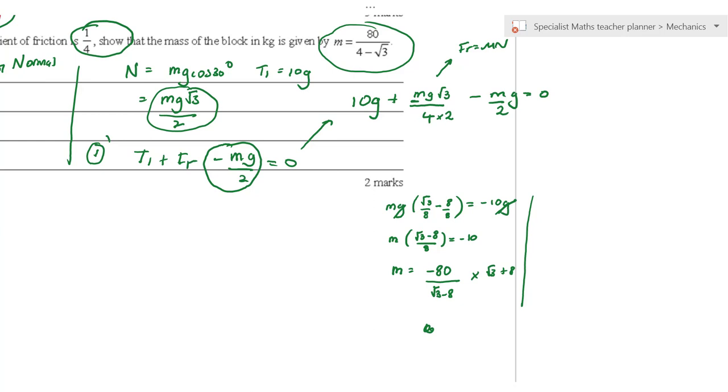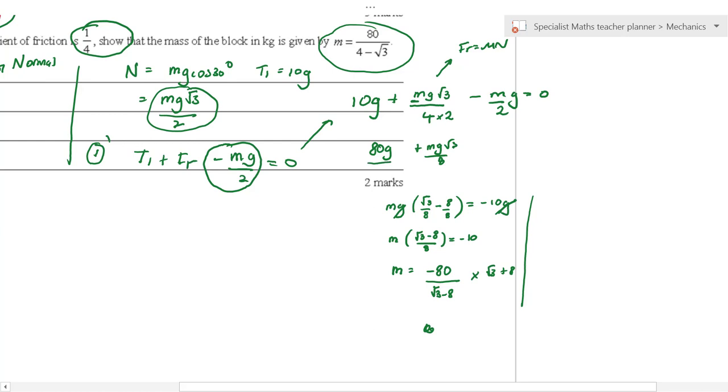So let's try it again. As you can see, now that I've got that mg on 2 there, life is a little bit easier. Let's get everything over 8. So that's going to be 80g plus mg root 3 on 8.